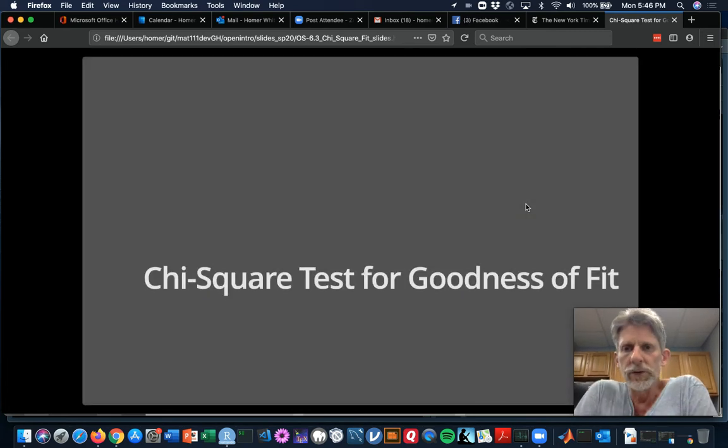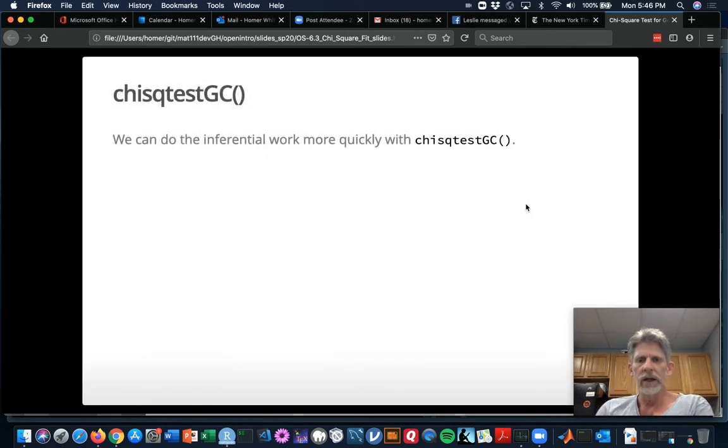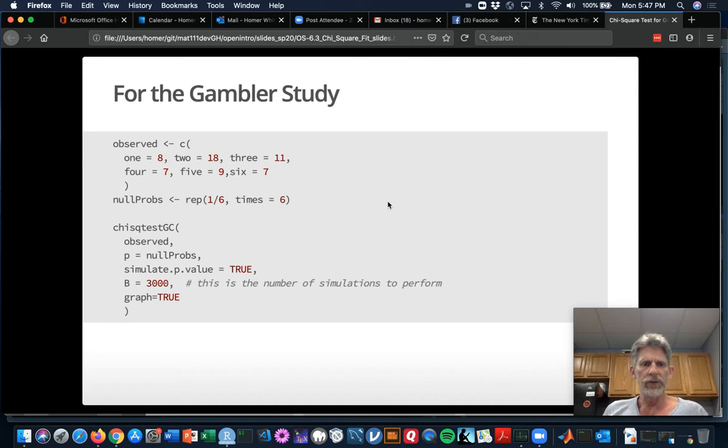Now, you're not going to use an app every single time you do this test of hypothesis. The chi-square test for goodness of fit is available directly as a function in R. And the function's name is chisqtestGC, okay? So for the gambler study, here's how you would set it up off of this summary data.